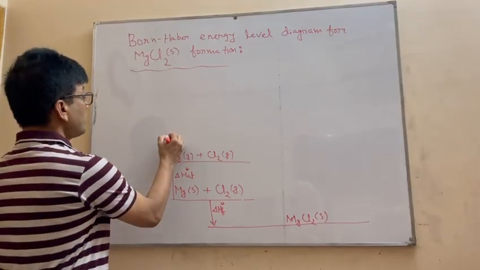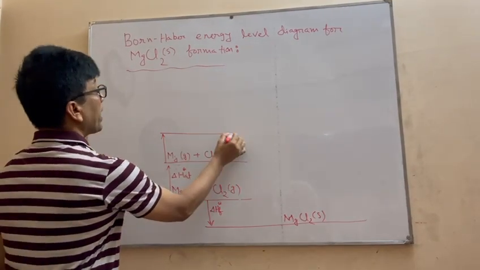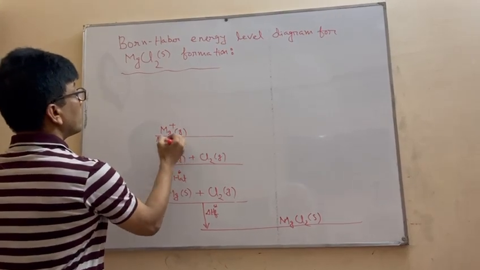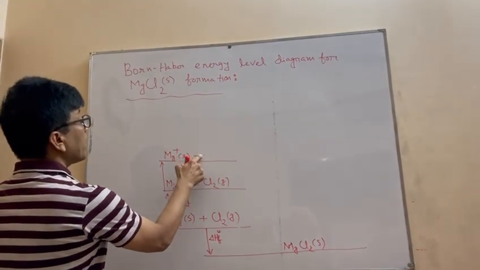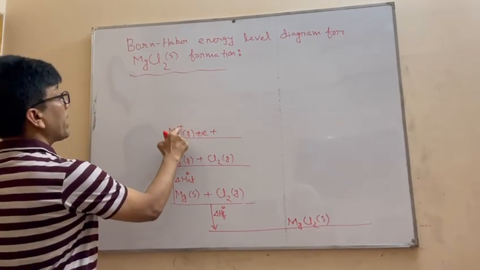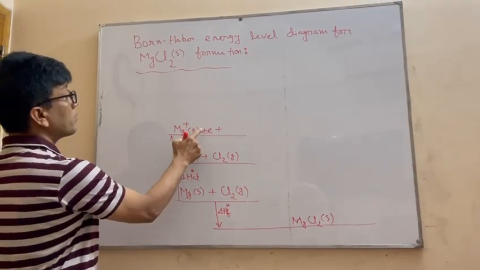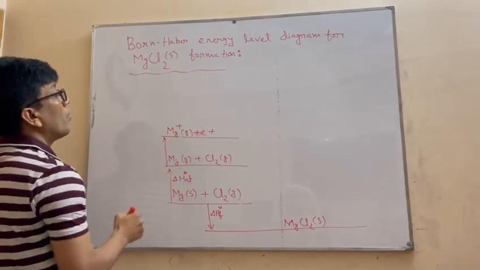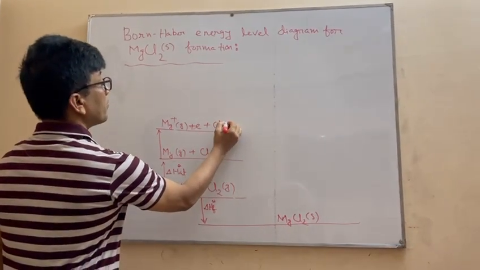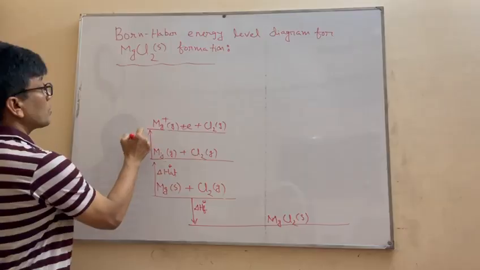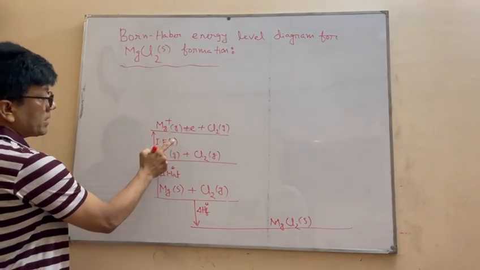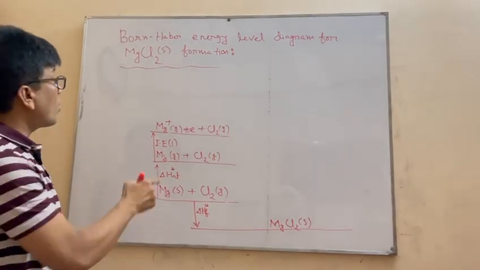Now you will do magnesium lose 1 electron to form magnesium single positive ion. Magnesium gives 1 electron to form magnesium single positive ion, chlorine remains same. So from this to this, IE1 means first ionization energy of magnesium.